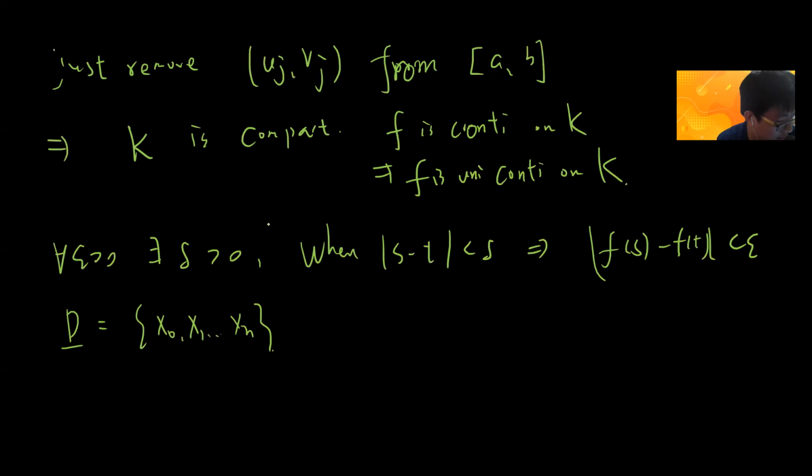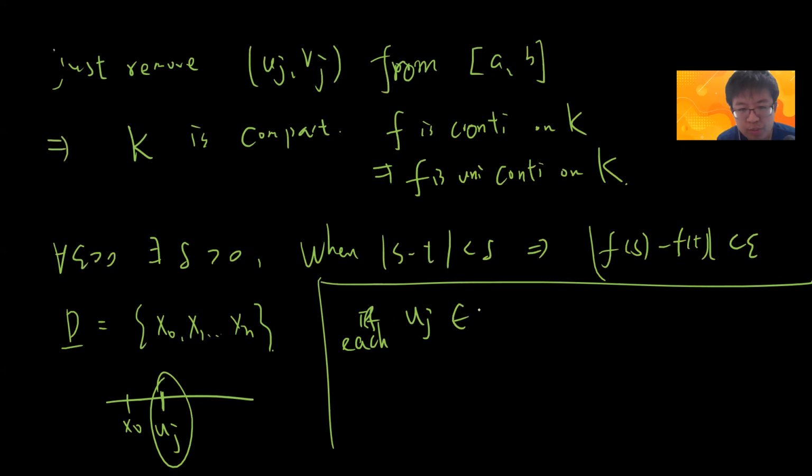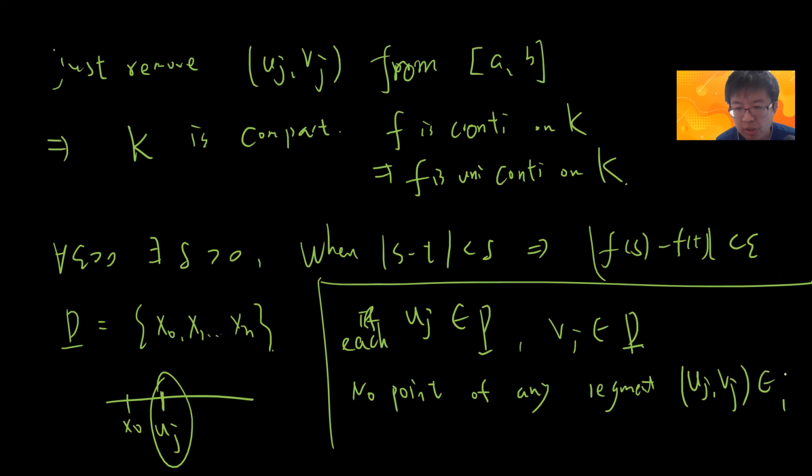Okay. So the partition, we take a sub-partition, and then we choose the following condition. Suppose each uj occurs in P. Basically, this means that if I pick a uj, I force uj to belong to P. So each uj belongs to P, and then vj belongs to P, and the endpoints of any segment uj vj are in P. So basically, I put discontinuity points at the endpoints of the partition, and any other points inside that interval, I do not put in the partition.